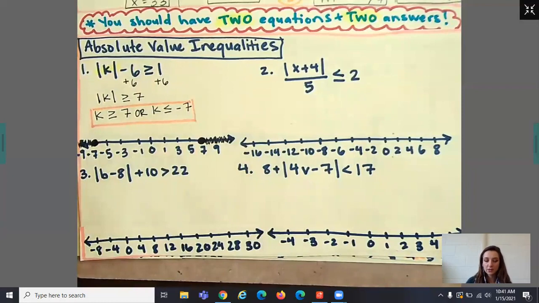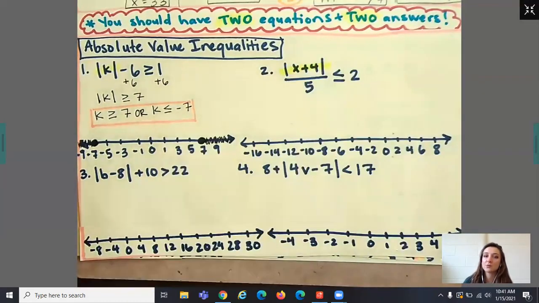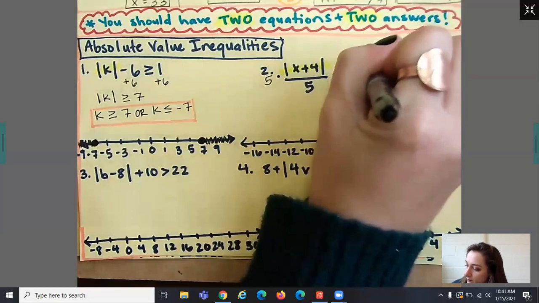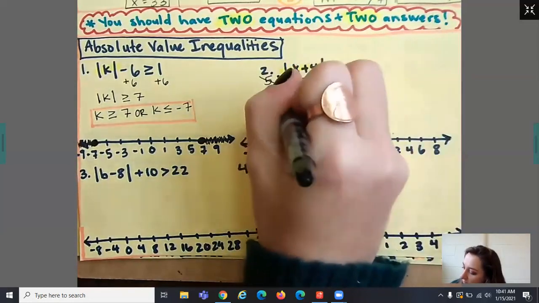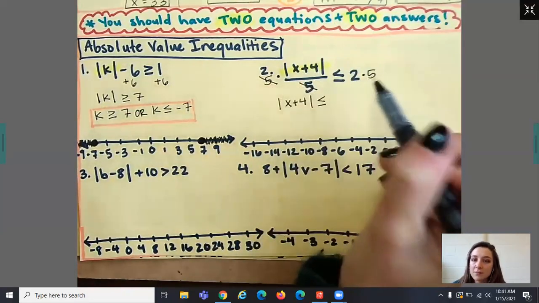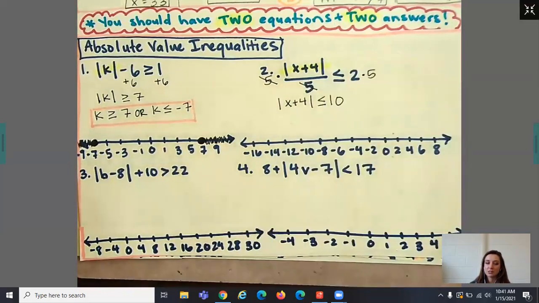Okay, let's work out another one. In this problem, we can see that the absolute value is not isolated, so we are going to have to get that by itself before we can do anything else. The absolute value is being divided by a positive 5, so to get rid of this, we're going to multiply both sides by 5. Okay, we're going to get the absolute value of x plus 4 is less than or equal to 2 times 5, which is 10. So now we're going to get our two different equations.